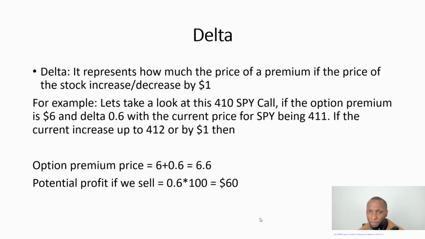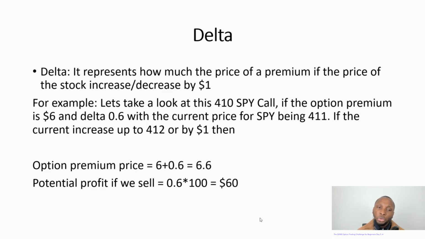Let's take an example. Take the 410 SPY call, and let's assume that the option premium is $6, with a delta of 0.6, and the current price of the SPY is $411. Let's assume that the price increased from 411 to 412, so by $1. Then you can calculate the option premium price after that increase of $1 simply by adding the current premium plus delta. That will give us 6.6.